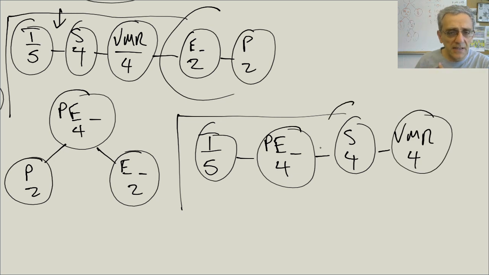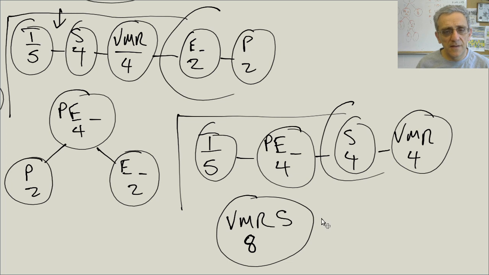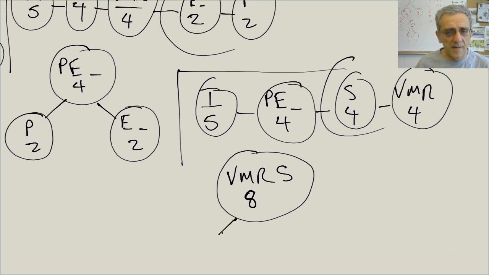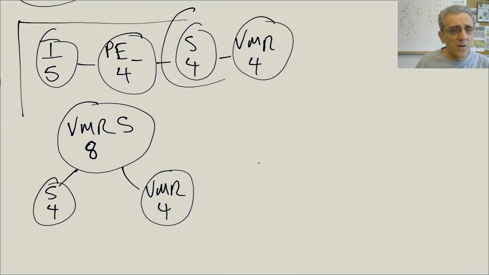Okay, so now we're gonna take the last two nodes again and add them up. And in this case, when we add them, we're gonna start with the last one, VMR 4. VMRS, and this is going to be an 8. Okay, and that's going to have an S 4 on the left and a VMR 4 on the right. And now this is going to get inserted into here. Now 8's bigger than 5 or 4, so it's going to come at the beginning. Okay, let's erase that for a sec. Always having trouble moving the board. Okay, so now we're going to start off with VMRS.